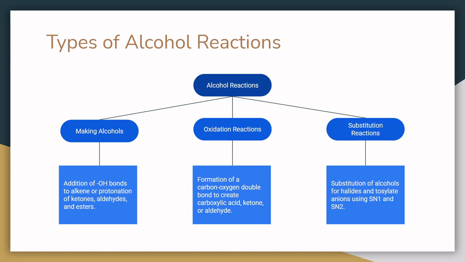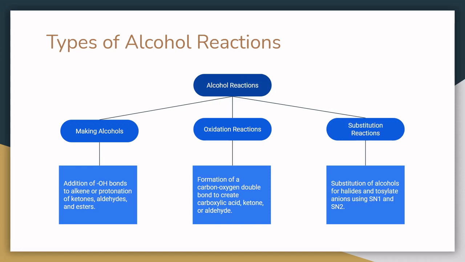Reactions that make alcohols will typically create alcohols either through reacting with alkenes or using ketones, aldehydes, or esters and protonate them directly. Oxidation reactions are reactions where alcohols get turned into ketones, aldehydes, and sometimes even carboxylic acids by taking away their hydrogens and turning them into double bonds.